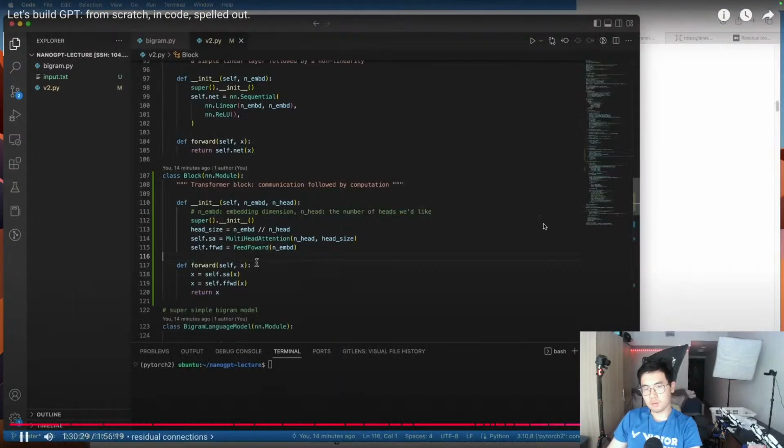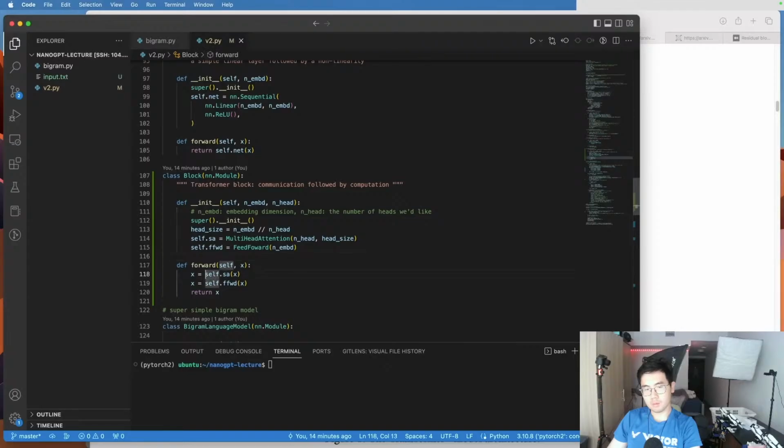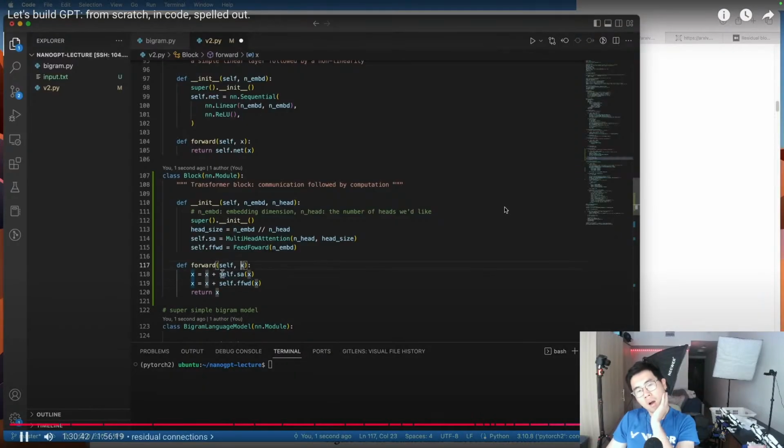So let's implement this. Coming back to our block here, basically what we want to do is x equals x plus self-attention and x equals x plus self.feed forward. So this is x, and then we fork off and do some communication and come back. And we fork off and we do some computation and come back. So those are residual connections.